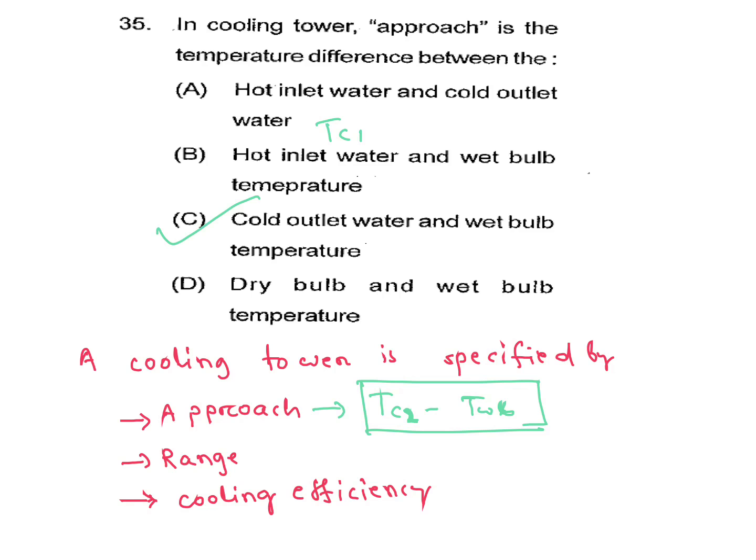So this is range. Hot inlet water and wet bulb temperature, Tc1 minus TWB. This is the maximum possible. Dry bulb temperature and wet bulb temperature, D not. C is our answer.